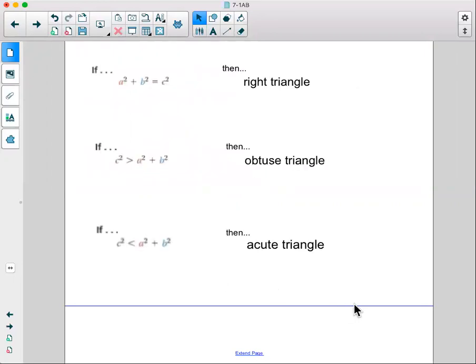So here's a summary slide. Make sure to write these three theorems on your paper or take a screenshot.